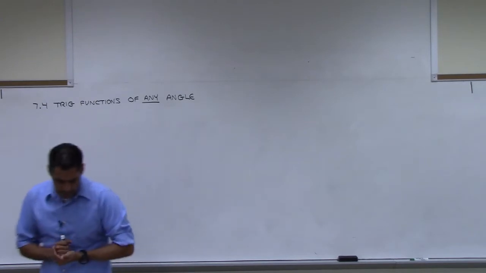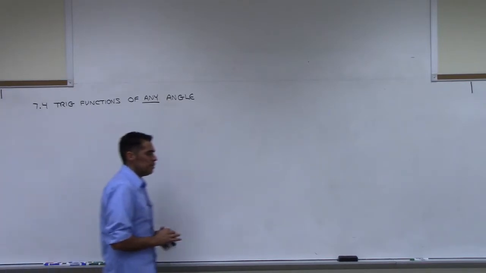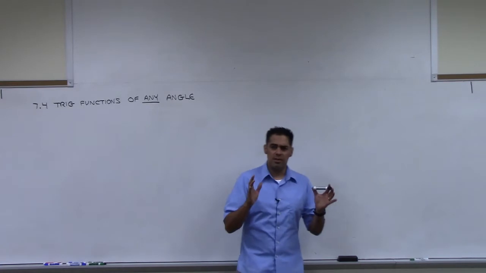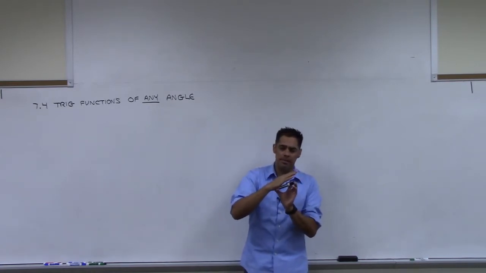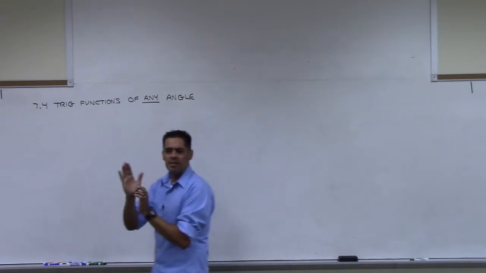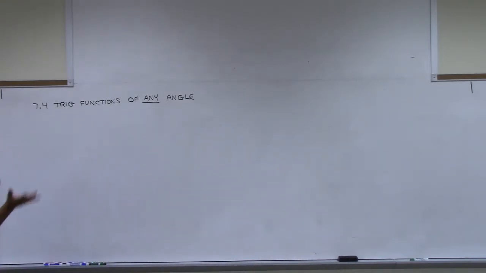Okay, we are going to move on. 7.4, trig functions of any angle. If you recall, what we were doing in 7.3 is we were restricting all of our attention to acute angles only. That means they were less than 90 degrees, between 0 and 90. Now we're going to open it up to all angles.